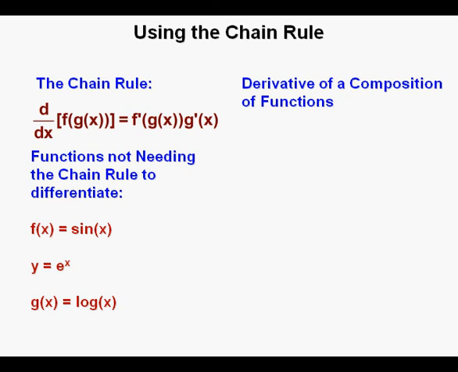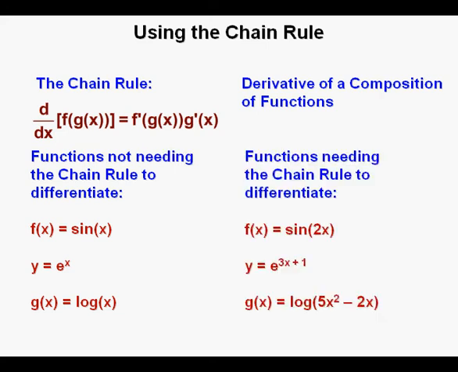If we had a function to differentiate like f of x equals sine x, y equals e to the x, or g of x equals log x, we would not need the chain rule to find the derivative of these functions. Let's contrast these three examples on the left of not needing the chain rule with the same functions, but with another expression in place of x. These functions on the right: f of x equals sine 2x, y equals e to the power of 3x plus 1, and g of x equals the log of quantity 5x squared minus 2x, will require the chain rule because they are compositions of functions.